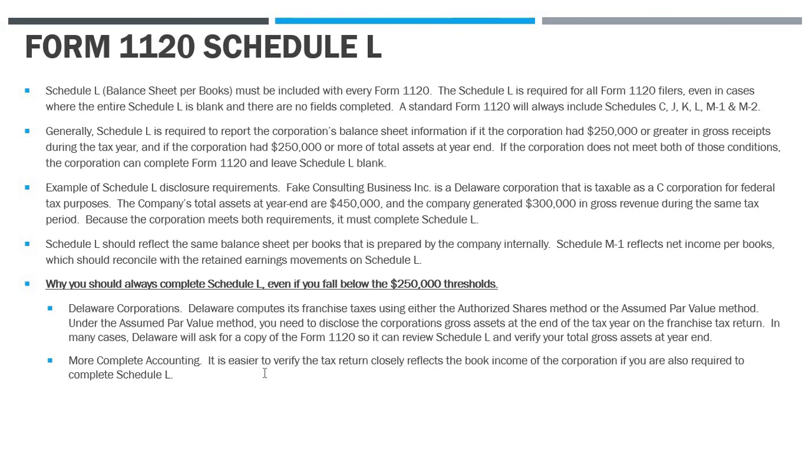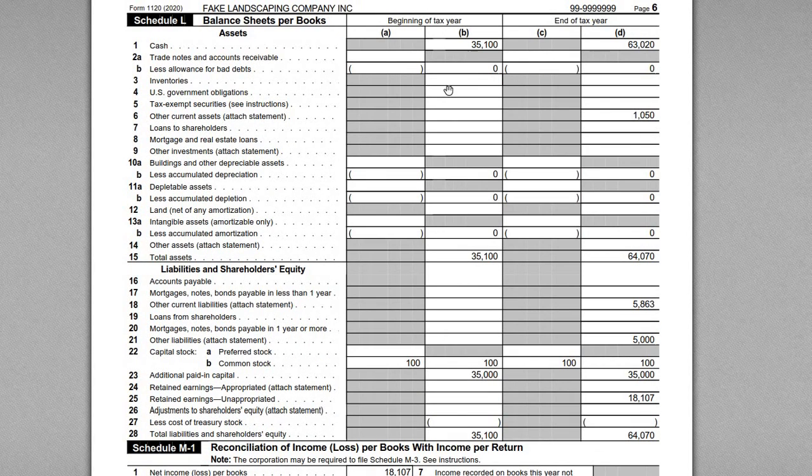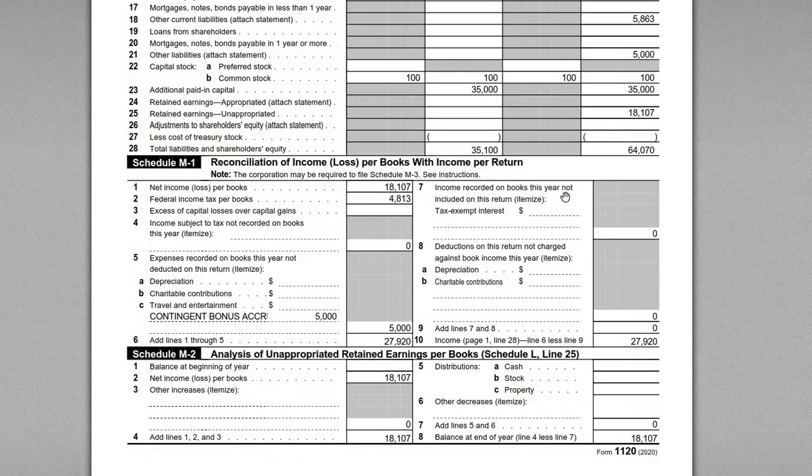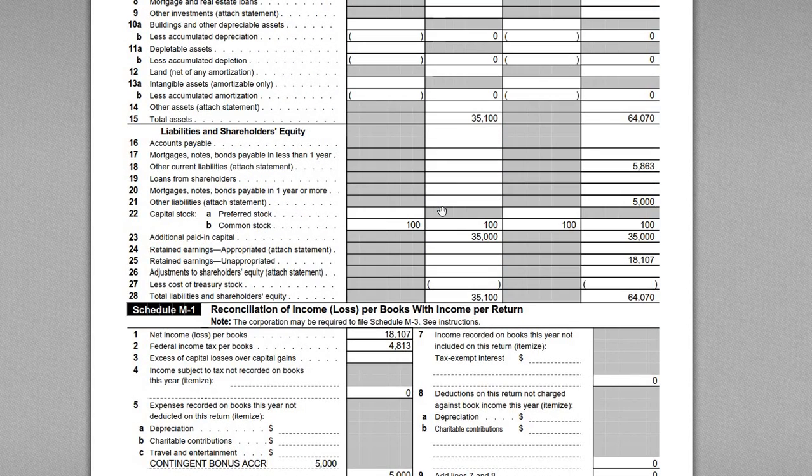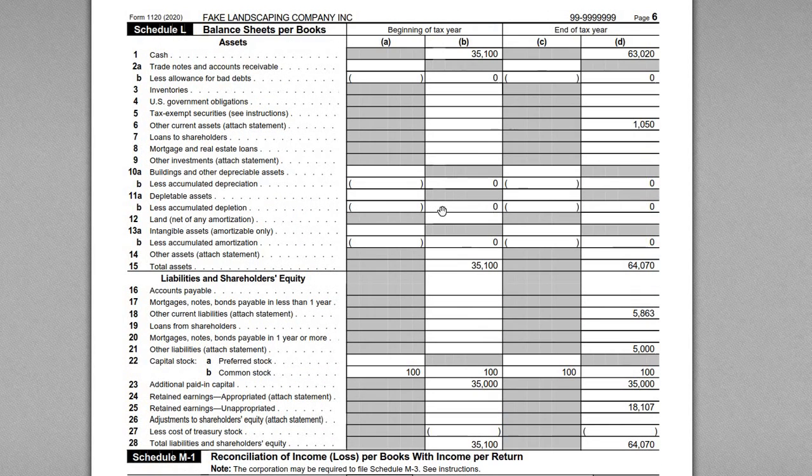And then overall, like I said, it's just more complete accounting. It's easier to verify the tax return is accurate because the book income from the corporation and the book income on Form 1120 and the balance sheet on 1120 will match your internal records. So your balance sheet per books should closely resemble what is on Schedule L, and then in the M1 reconciliations, you'll have your net income or loss per books, federal income tax per books. All of these numbers should line up, and that gives you a better indication that your tax return is perhaps more accurate because it closely reflects what you have in your internal accounting records.